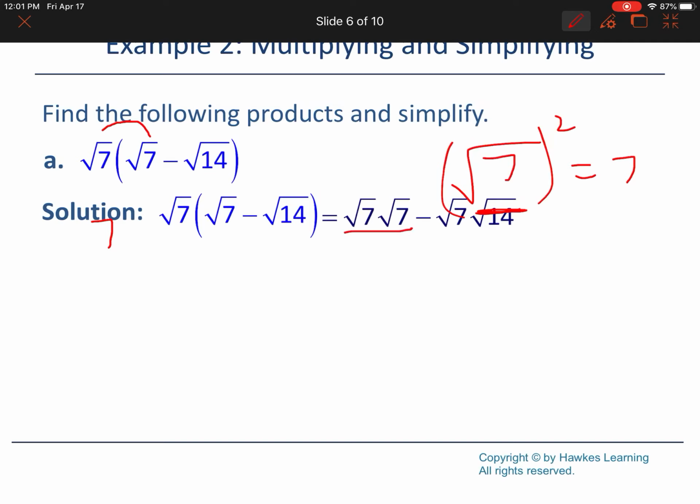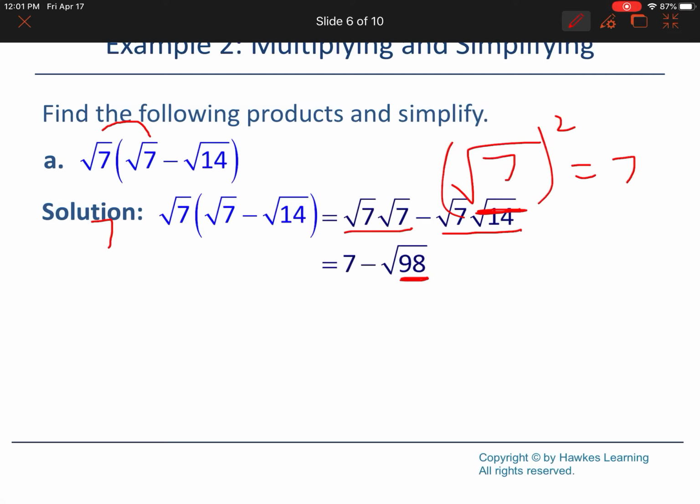Square root of 7 times square root of 7, and then the square root of 7 times 14. Right? So certainly the square root of 7 times the square root of 7 is 7. And 7 times 14, that's 98, but now I have to reduce 98.